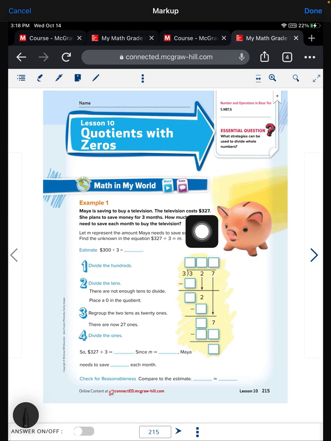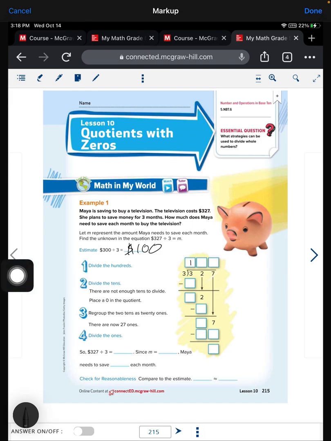Example 1, Maya is saving to buy a television. The television costs $327. She plans to save money for 3 months. How much does Maya need to save each month to buy the television? Now you can estimate 327 is really close to 300, and that would equal $100. So we know our answer is going to be around $100. Let's go ahead and divide into this.